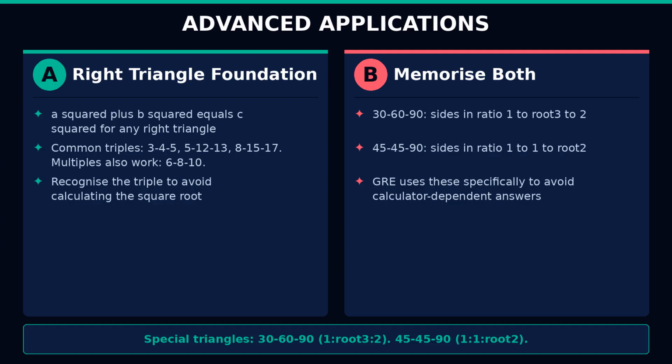Pythagorean theorem and special right triangles. For any right triangle, a squared plus b squared equals c squared, where c is the hypotenuse. Pythagorean triples: 3, 4, 5; 5, 12, 13; 8, 15, 17. Any multiple works. Recognizing a triple saves calculation. If legs are 5 and 12, hypotenuse is 13 without computing the square root of 169. Special right triangles. 30-60-90 has sides in ratio 1 to root 3 to 2. 45-45-90 has sides in ratio 1 to 1 to root 2. These ratios let you solve the triangle completely given one side.